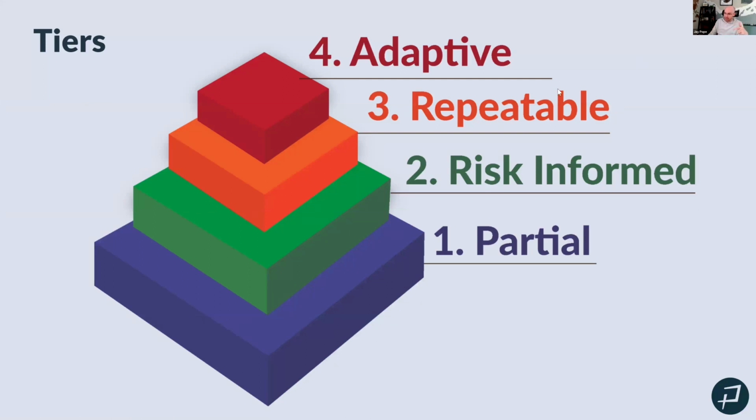But here we have tiers. At the bottom is our partial tier. On the screen, there's a pyramid with 4 layers. The bottom layer is partial, the second is risk informed, the third is repeatable, and the fourth is adaptable.